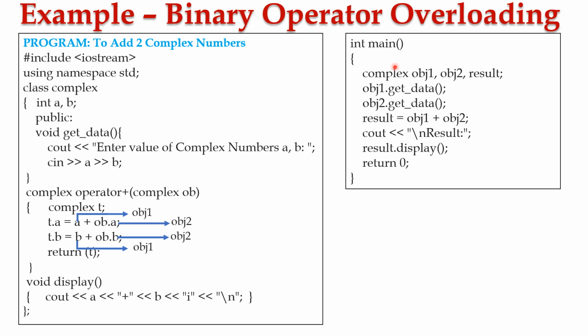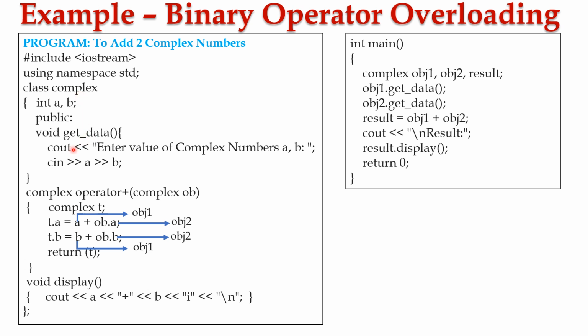Inside the main method, we have created three objects, namely object 1, object 2, and result for the class complex. The next statement is object 1 dot getData. So using object 1, we are accessing the getData method, which is available in the class complex. So now the control is shifted to class complex and moves to the method getData.